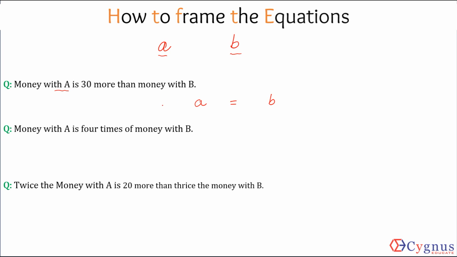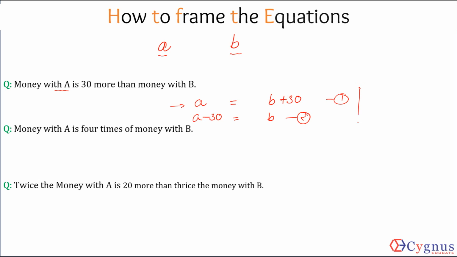Equal करना है. Already कौन बड़ा है? A is already 30 more than B, and you want to make them equal. So what should I do? Either I'll give 30 rupees to B, so this becomes an equation. The other way is what? A is already 30 more than B. बराबर करना है, इसके पास ऑलरेडी 30 ज्यादा है तो इससे 30 वापस ले लेते हैं. Again you'll get the same equation.